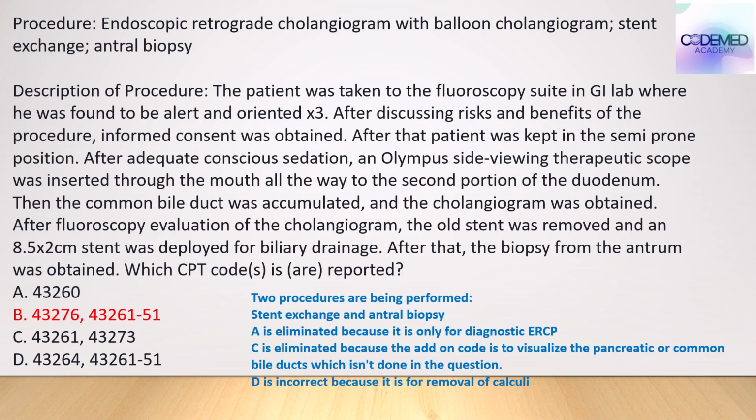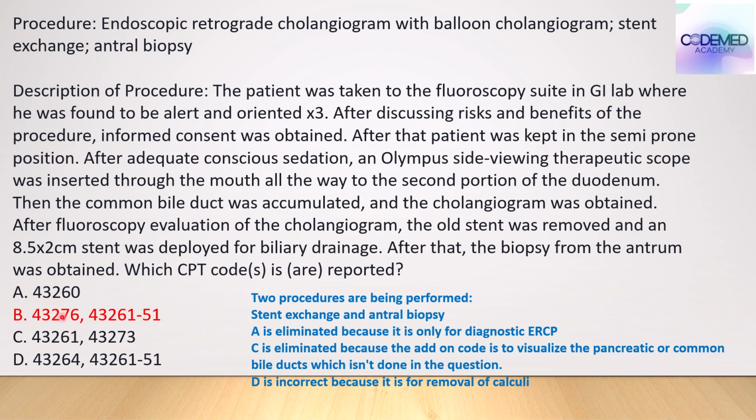So let us understand what has happened here. The procedure that has happened is ERCP, endoscopic retrograde cholangiogram, with a balloon cholangiogram and stent exchange and ductal biopsy. So two procedures are being performed, the stent exchange and the biopsy. If you see option A, it is eliminated because it is only the diagnostic ERCP. And option C is eliminated because the add-on code is to visualize the pancreatic or common bile duct, which isn't done in our question.